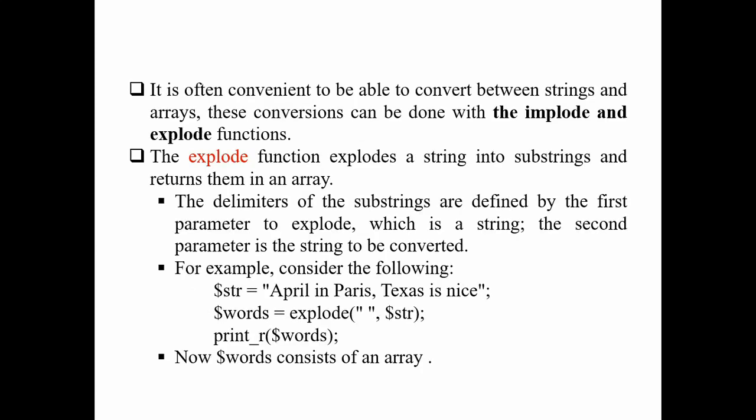Now we have 2 important functions, known as the implode and explode functions. These are the functions used to convert between strings and arrays. What is happening with the explode function? This function splits a string into substrings and returns them in an array. The explode function is used to convert a string into an array.